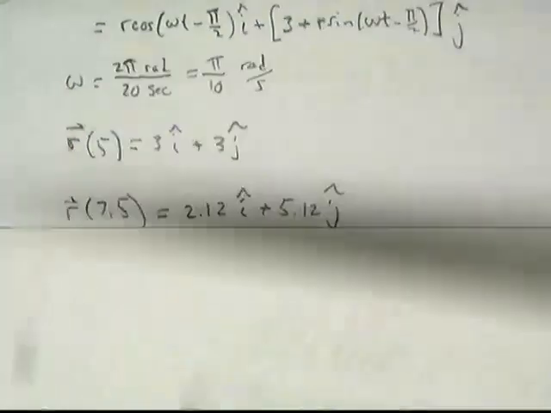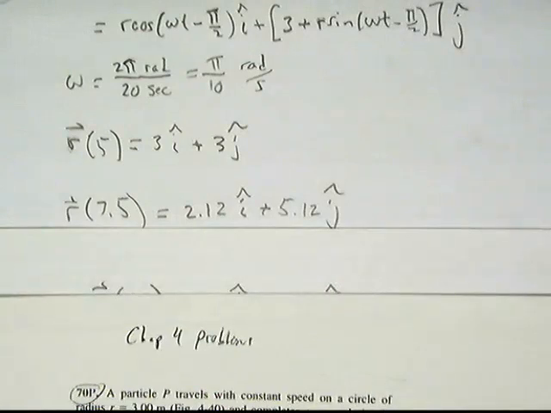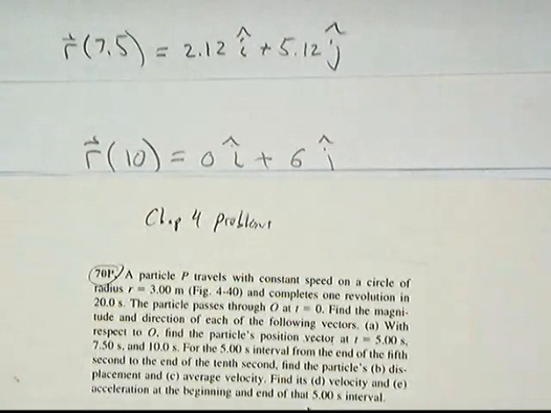Okay, so what's next on the agenda here? Move this stuff up a little bit. Okay, so position vector at 5, 7.5, 10 seconds. For the 5-second interval from the end of the 5th to the end of the 10 seconds, what's the particle's displacement and average velocity? Okay.